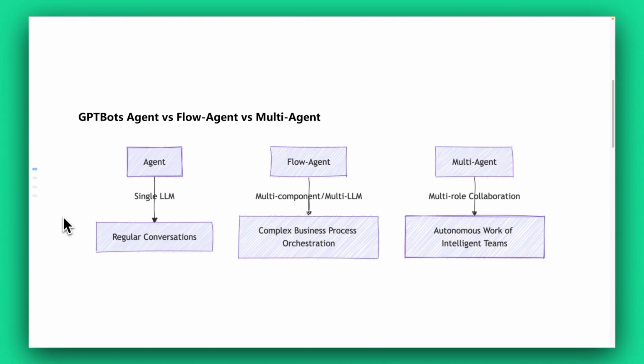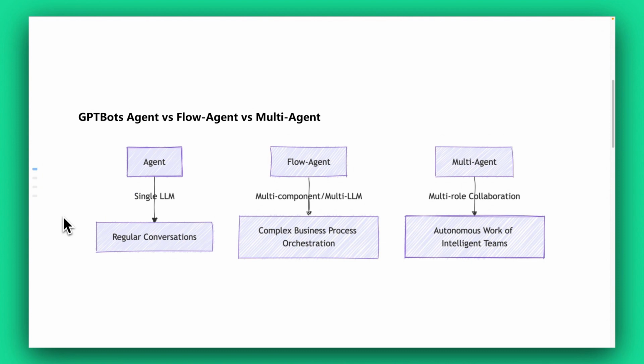Hello everyone. In today's video, I'll take you through an in-depth exploration of the three core intelligent agents on the GPTBots platform: Agent, Flow Agent, and Multi-Agent. We'll help you understand their roles, differences, and the specific scenarios where each performs best. As a new user of GPTBots, one of the first critical decisions you'll face is choosing the right type of intelligent agent for your specific business scenarios.